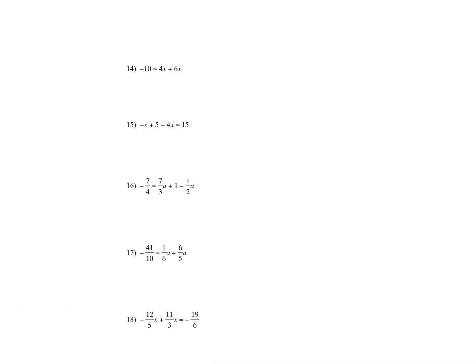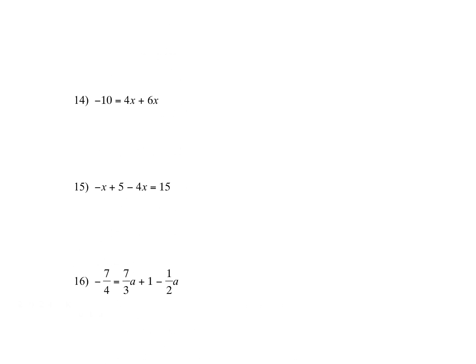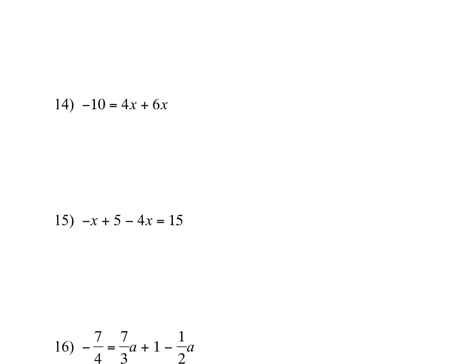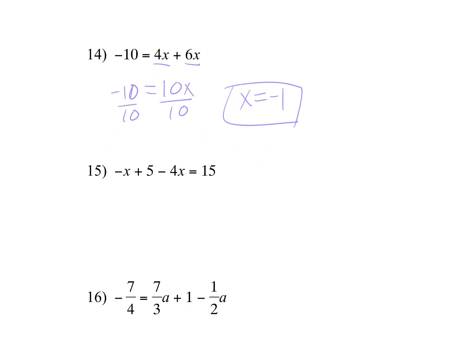All right, so let's keep going with these. Something like number 14 should be way easier, right? Here, all we have to do is combine like terms. 4x plus 6x should get you 10x, and this equals -10. Then divide both sides by 10, and -10 divided by 10 is just -1. So x equals -1.